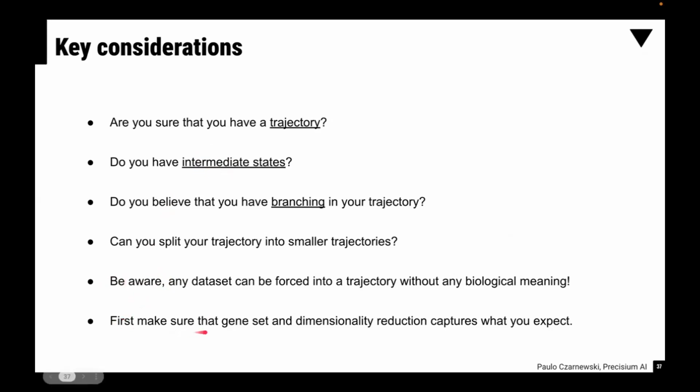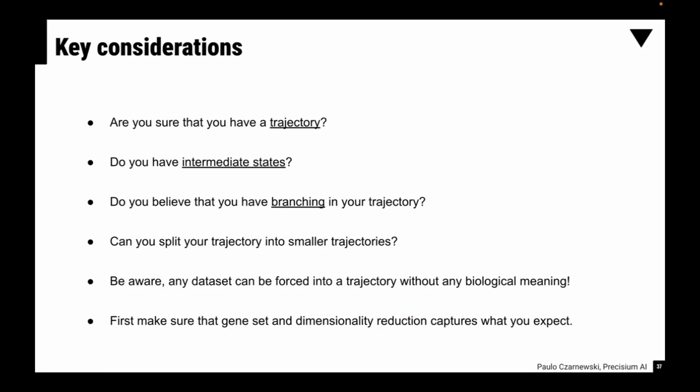Another important consideration is to make sure that the genes you use for dimensionality reduction, let's say for Harmony, capture what you expect in terms of differential trajectory. Let's say you want to do differential expression or trajectory within T cells, but you remove all the T cell markers in your Harmony. That actually happens once you select parts of the dataset.